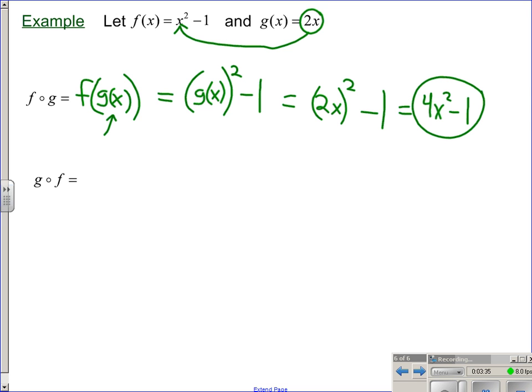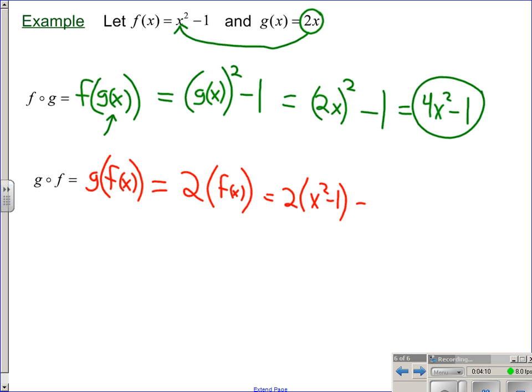For the other way, composite functions are not commutative, meaning you can't just switch the order and get the same thing. Usually, they're completely different. So g of f means we're going to take function f and plug it into function g. We take the x squared minus 1 and plug it into function g. So we have 2 times, take the x out of function g, plug in function f. What we have is 2 times x squared minus 1, which is 2x squared minus 2.